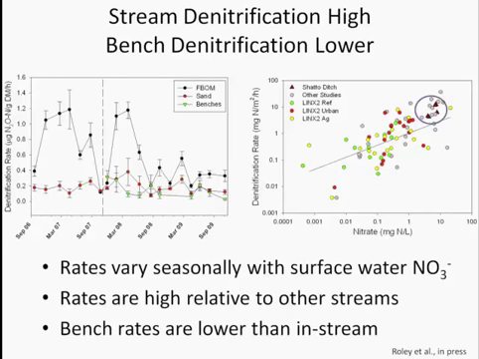When we compared the nitrate concentration in our Shadow Ditch and the denitrification rate with other studies, we see that we've got really high denitrification and really high nitrate. So there's a lot of potential in this system. The other thing we saw is that our bench denitrification rates, the green triangles here, were lower than the in-stream rates.